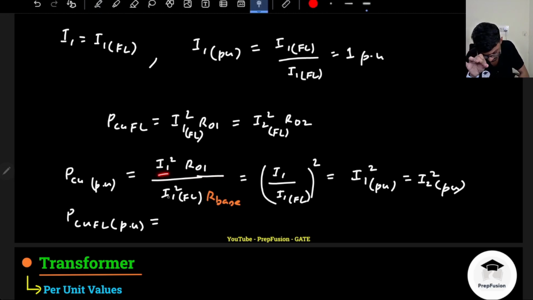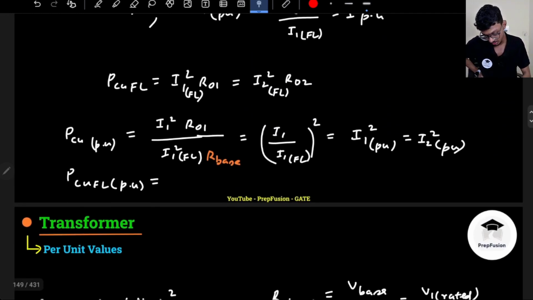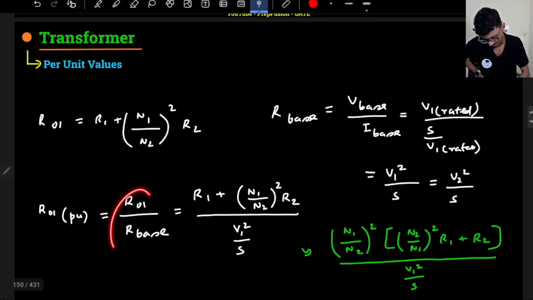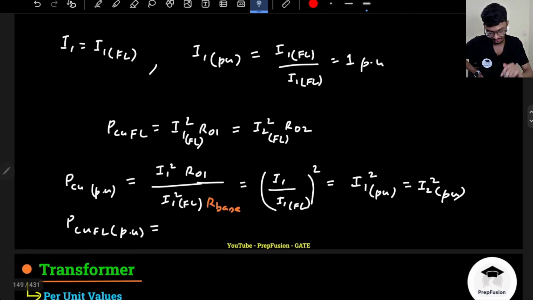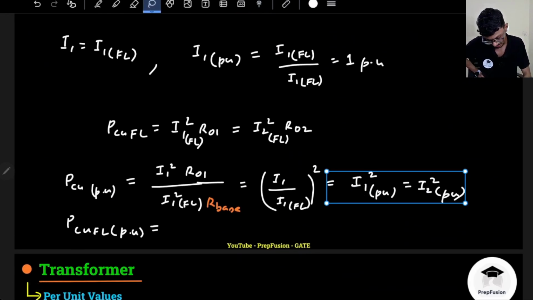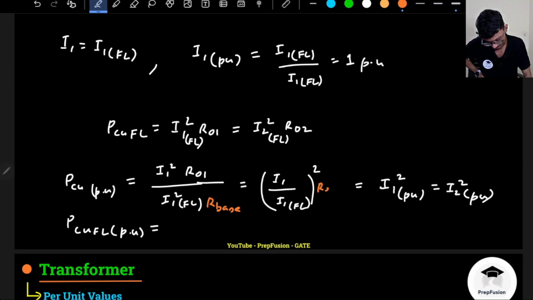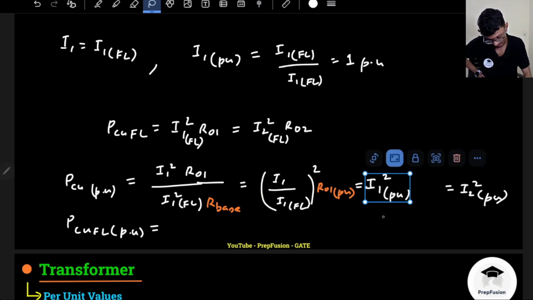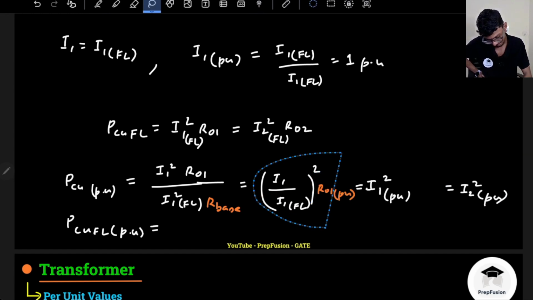This is simply I1 divided by I1 FL whole square. So this will be there, and here I am dividing R01. I will not divide by R01 only, I will divide by the base. What is R base? R base is here. So actually this is simply R01 divided by R base, which is R01 PU. Sorry, I made a mistake there. The same thing will happen for the secondary as well, so the expression gets converted. This is I1 divided by I1 FL, so this will be I1 whole square PU into R01 PU. I made a mistake here; R01 PU also will be there.